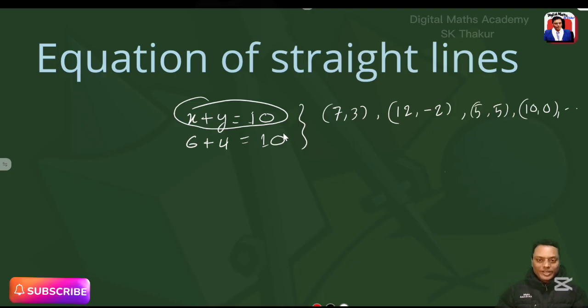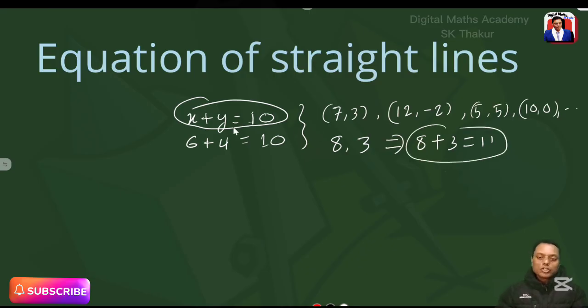But when you put the value of x as 8 and that of the value of y as 3, then 8 plus 3 equals to 11. That's not equal to 10, right? So this relation is not true for the value of x as 8 and that of the value of y as 3. So we can say that this relation is true for certain values of x and y.